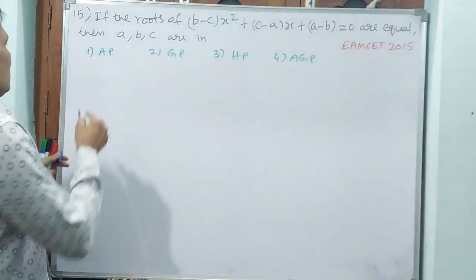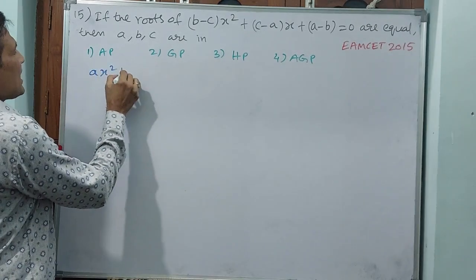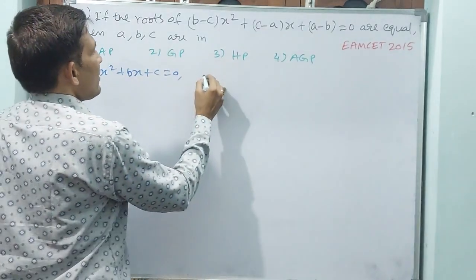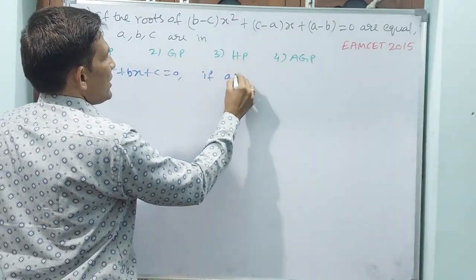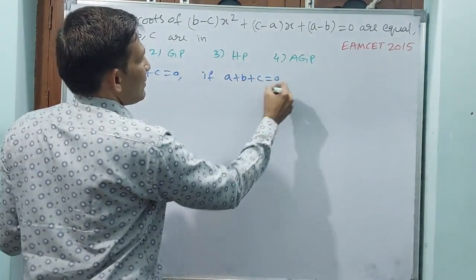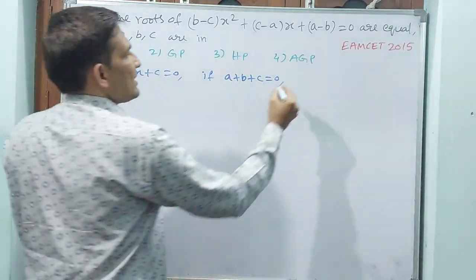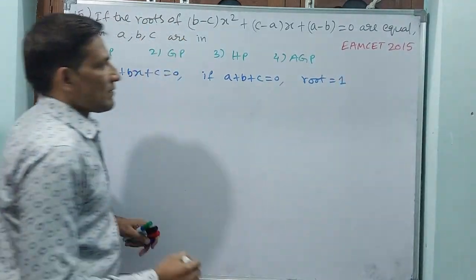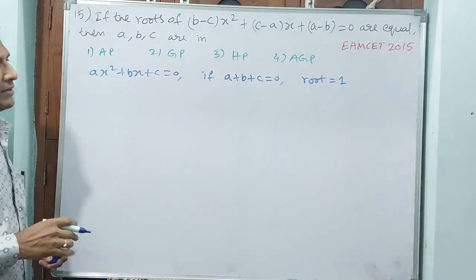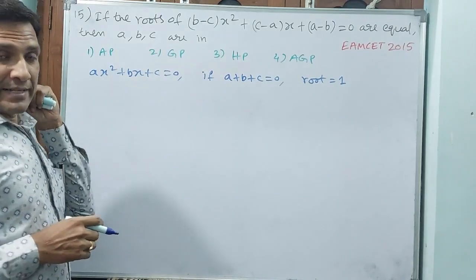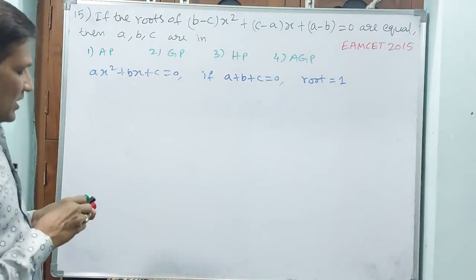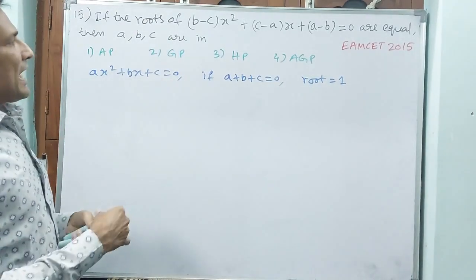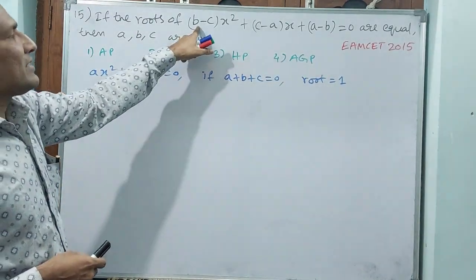You see, say ax square plus bx plus c equal to 0. This is a quadratic equation. When or if a plus b plus c equal to 0, if that occurs, then one root will be 1. That means one answer will be 1. You see, here two equal roots are there. So see what we do. We will add a plus b plus c. Here this is b minus c is a.